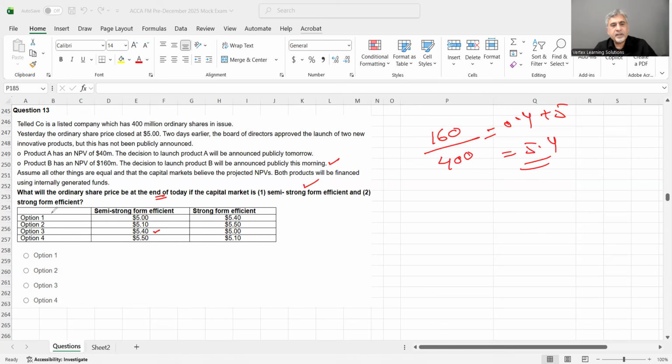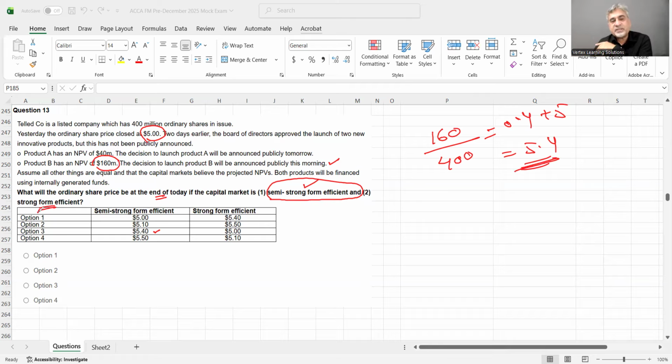Now, in a strong form efficient market. What is strong form efficient? Remember, we explained this last time. Let me repeat it again. Semi-strong form information is the information which is publicly available, the historical information plus publicly available information. So if the market is semi-strong, it means the market only has the information which is publicly available. What is publicly available? This is publicly available, and this became publicly available this morning. So it is also publicly available until evening. So this will have the effect.